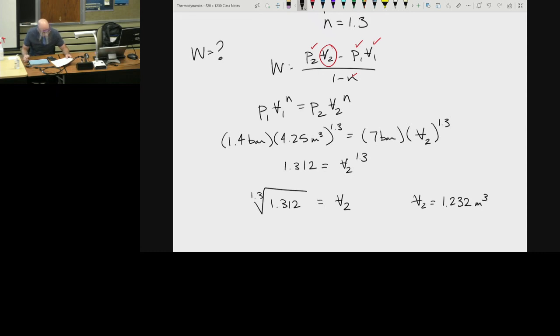So again, I started with 4.25 meters cubed. I'm down to 1.232 meters cubed. I should get a negative answer because I'm compressing that air and working on it.